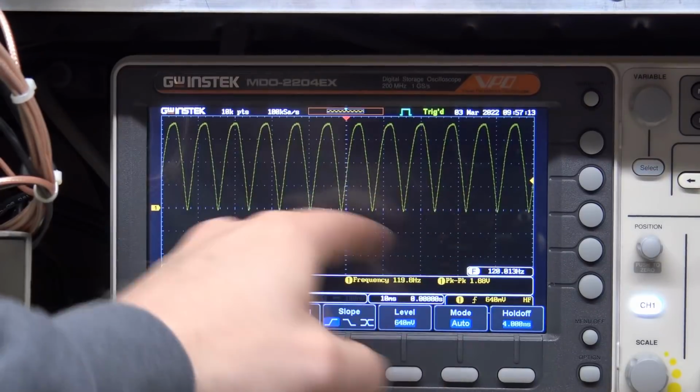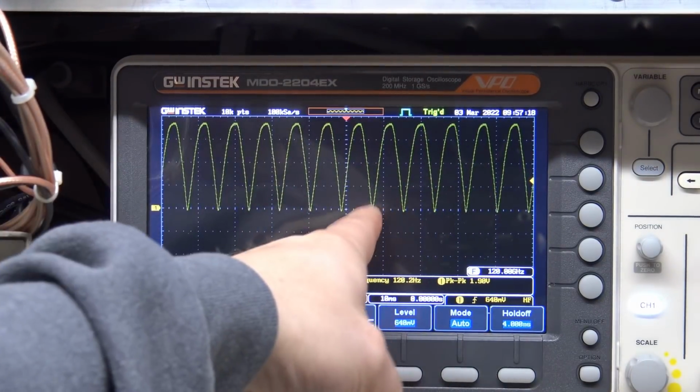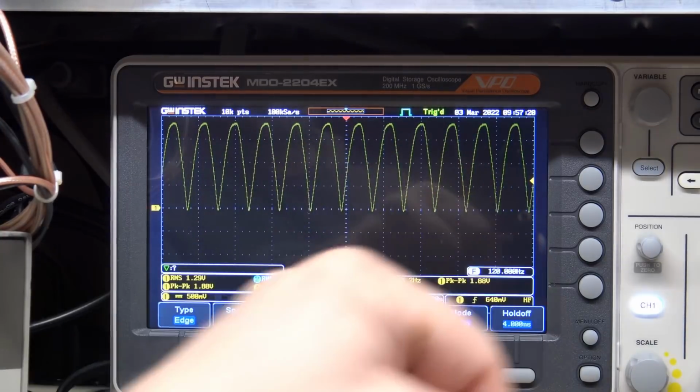It's a flipped up sine wave. So this is called ripple. And this is 100% ripple. It goes all the way to 0 volts. It goes all the way to the peak.